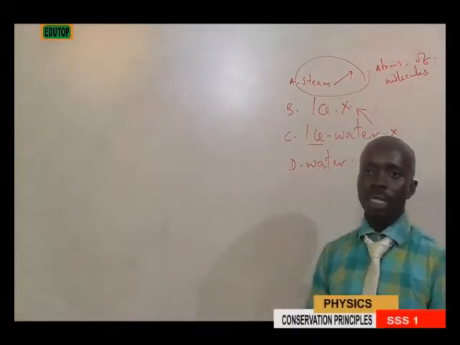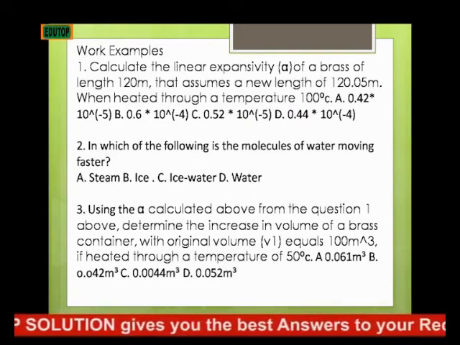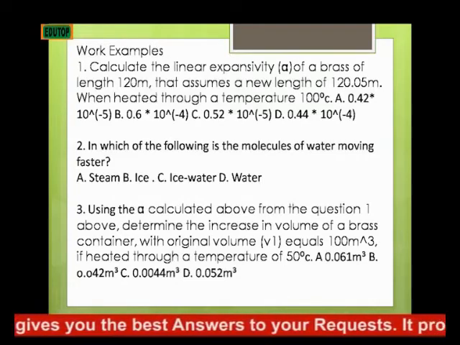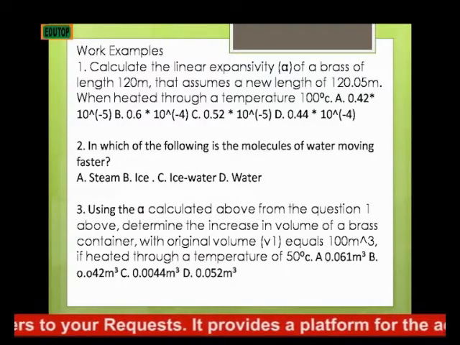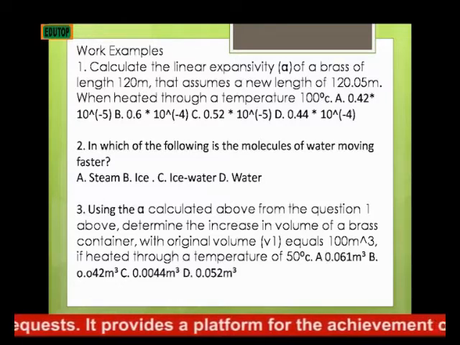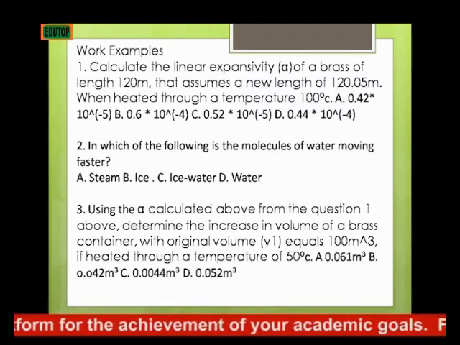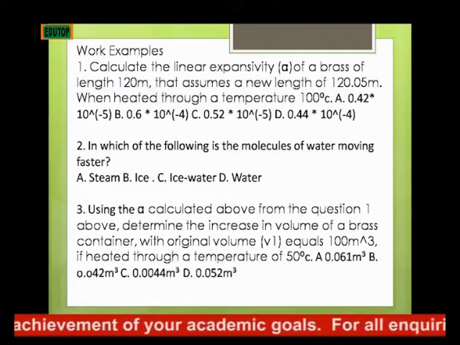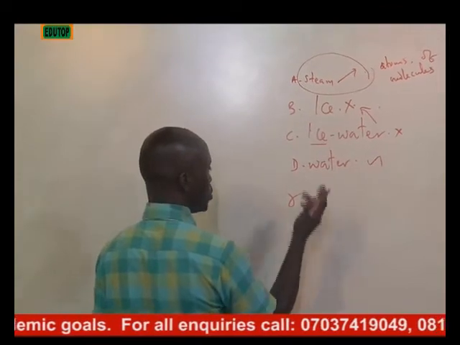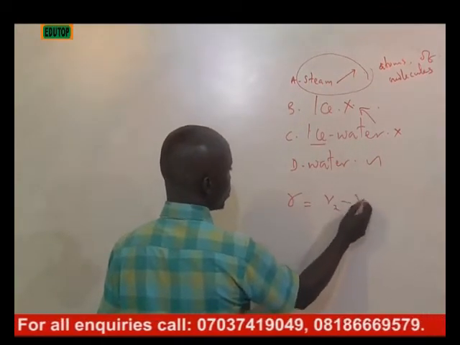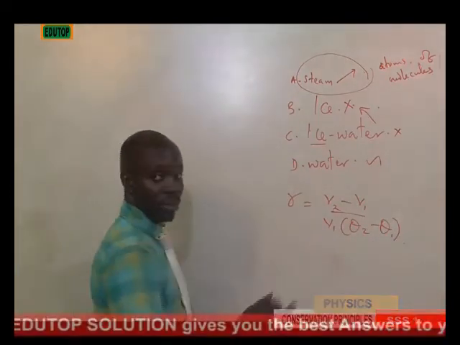Now, the third question says that using the calculated answer from question 1, determine the increase in volume of a brass container with the original volume equals 100 meter cubed, if heated through a temperature of 50 degrees Celsius. Now, how do you calculate it? We want to determine the increase in volume of a brass. Our gamma is V2 minus V1 all over V1, then the change in temperature. Right?